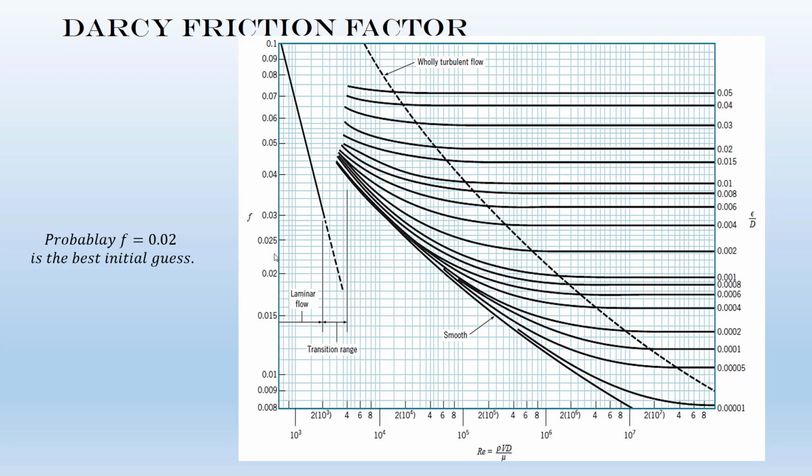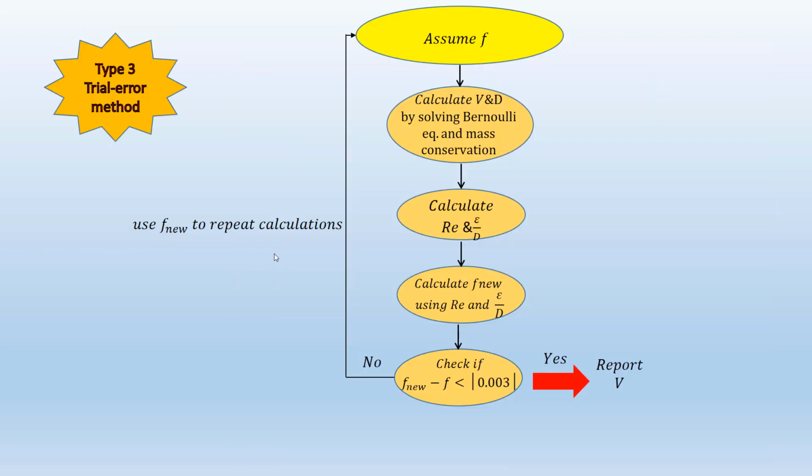So you can start from 0.02 or 0.025 or something between these two values as your initial guess for type 3 problems. Here, guys, you can see a flow chart to solve type 3 problems. You need to assume a value for the f. You need to calculate velocity and diameter from the Bernoulli and mass conservation equations. You need to calculate Reynolds number and then relative roughness, and then you can calculate the new f, and then compare this new f with your initial guess, correct? And then you can report velocity plus diameter here. Okay.